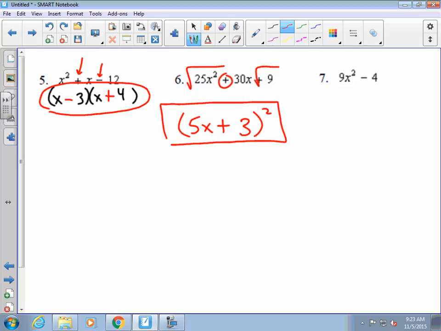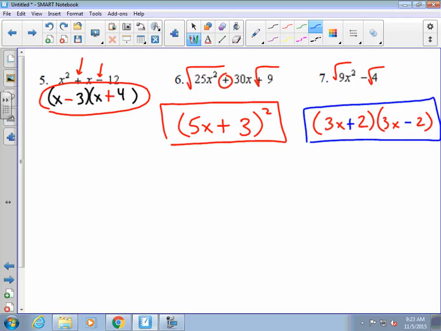Number 7 is the difference of two perfect squares. Again, the square root of 9x squared is 3x, and the square root of 4 is 2. The difference between a perfect trinomial and the difference of two perfect squares is it's not going to be plus and then you square it. It's going to be 3x and 2 and 3x and 2, but one of them is going to be plus, the other one's going to be minus. If you FOIL this back out, you get back to 9x squared minus 4. That's how you factor the difference of two perfect squares. One plus, one minus.